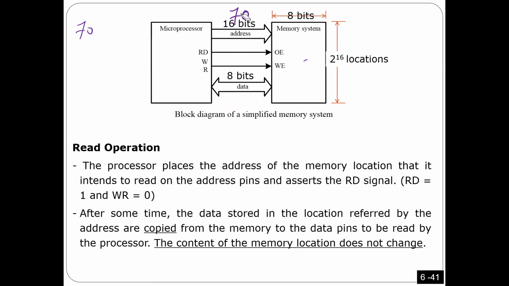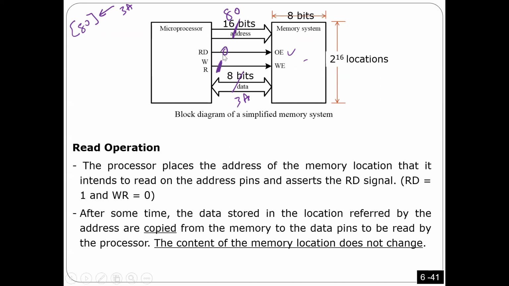If I want to write, for example, in location number 80, I want to store the number 3A. How can you do that? Number one, in the address, the microprocessor has to put 80. Number two, in the data, I have to put 3A. The memory starts working when you give it the command. So after that, you give the command to the memory to say write. How can I say write? I put here 1 and 0.